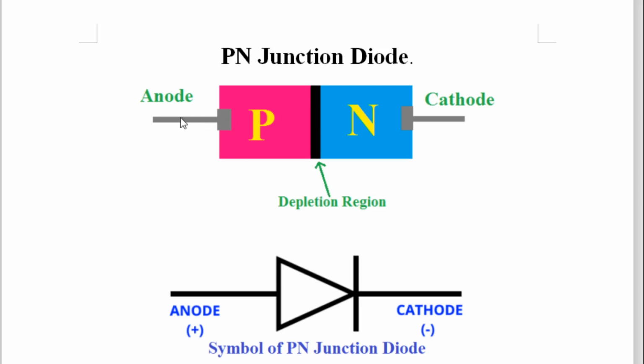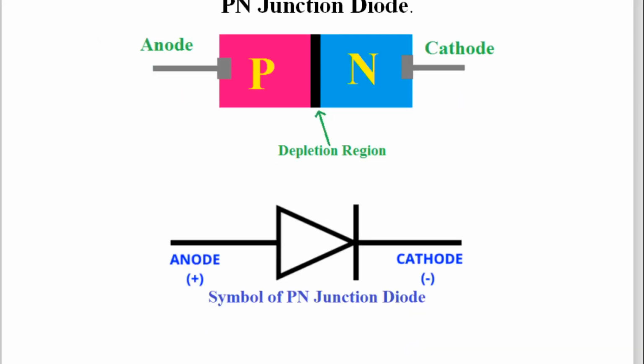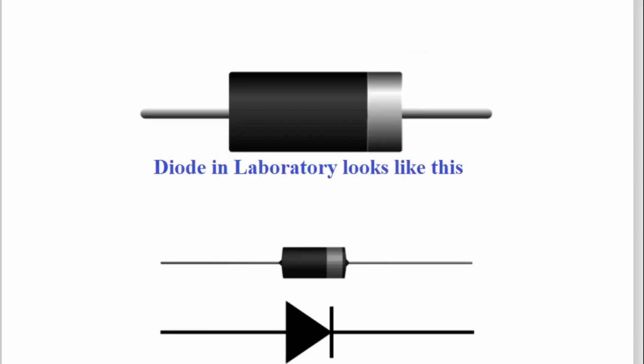So the terminal taken out from the P-type material is called the anode, and the terminal taken from the N-type material is called the cathode, and this is what we have studied in the introduction of the PN junction diode. So this is the actual construction with the help of P-type extrinsic semiconductor material and N-type extrinsic semiconductor material. But remember, this is a single crystal, that is more important. It is a single crystal, then only the formation of the depletion region will take place. And this is the symbol of the PN junction diode. All of you are aware of that. The anode is this and the cathode is this terminal. Now how does it look? Actually, in the laboratory the diode looks like this.